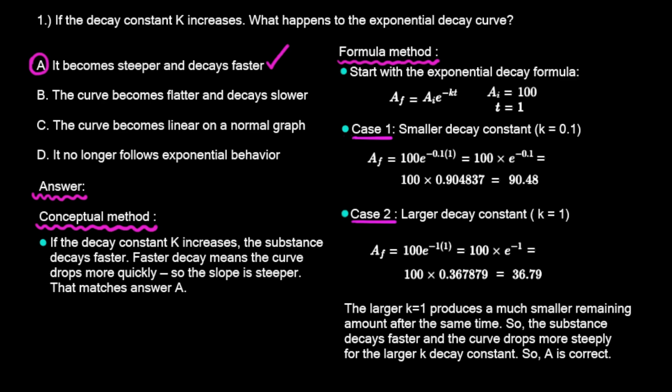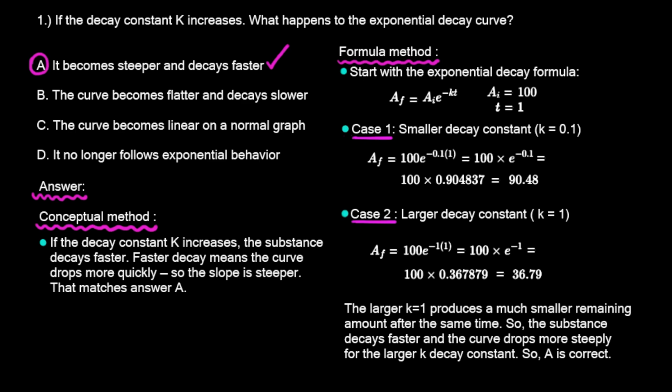So you can answer this question using two methods, a conceptual approach or a mathematical approach. Let's use both to arrive at the correct answer. So conceptually, if the decay constant k increases, the substance decays faster. A faster decay means the graph drops more quickly, producing a steeper slope. This matches answer choice A.